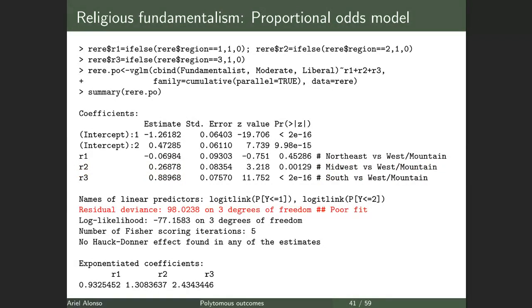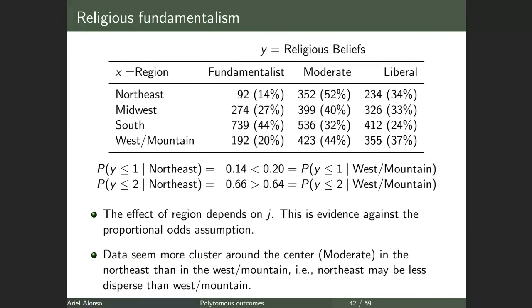So here you have your model. If you look at the residual deviance, you see that there seems to be a poor fit here. You have 3 degrees of freedom, and the residual deviance is 98. These two should be approximately equal as a rule of thumb. That's not a formal test, but it's a rule of thumb if the model is correctly specified. So there seems to be a problem. Now, you see what the problem is. For instance, consider the probability of y smaller or equal than 1 in northwest.